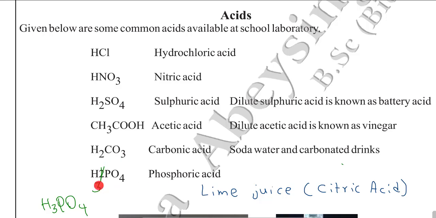Another one, children, phosphoric acid, not H2, H3PO4, right? Please correct it as H3PO4. Let's go to phosphoric acid. In the motor vehicle chassis, we are applying that. We can write it as H3PO4. Right? You can write this as H3PO4.